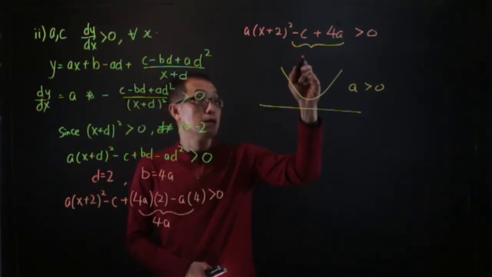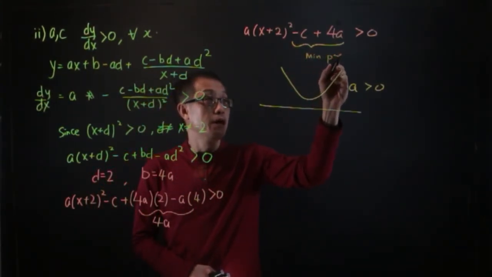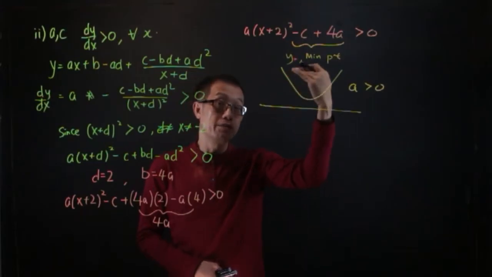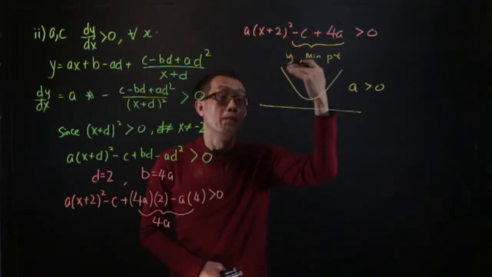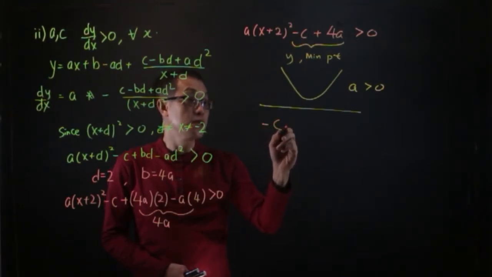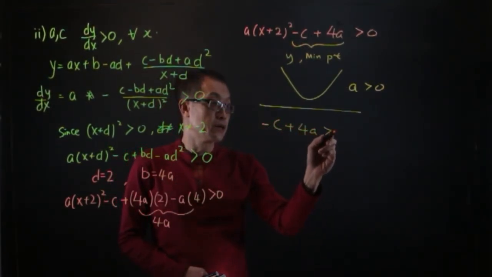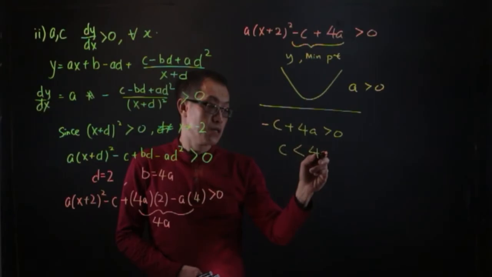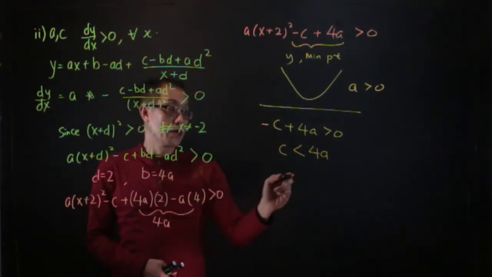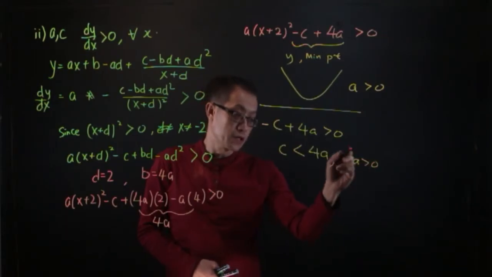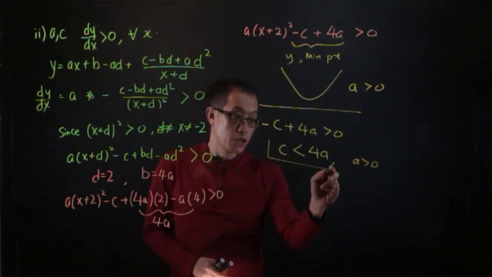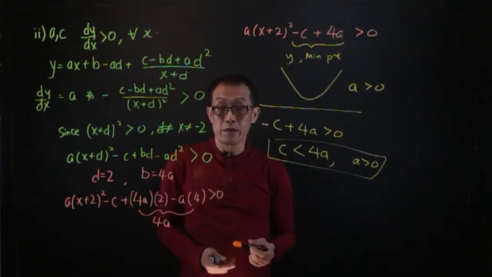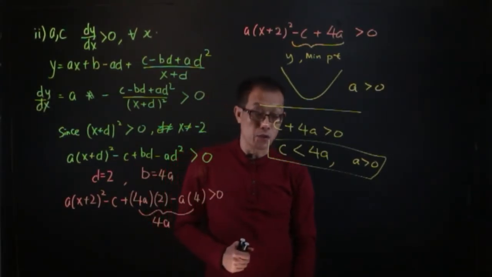Now this is the minimum point, the y coordinates of the minimum point. So you want it to be above the x-axis because you want this graph to be above the x-axis. So you will have minus c plus 4a to be greater than 0. Then you have c is smaller than 4a and a is always greater than 0. So this is the condition that they are looking for. Okay, now with that we look at the other part of the question.